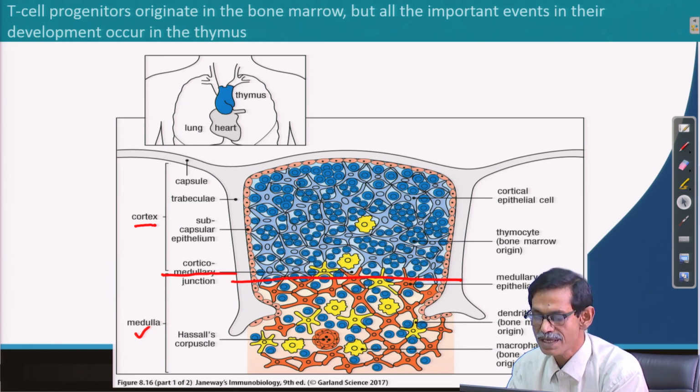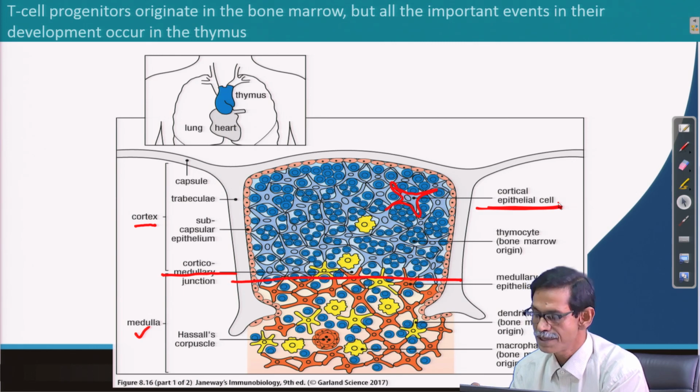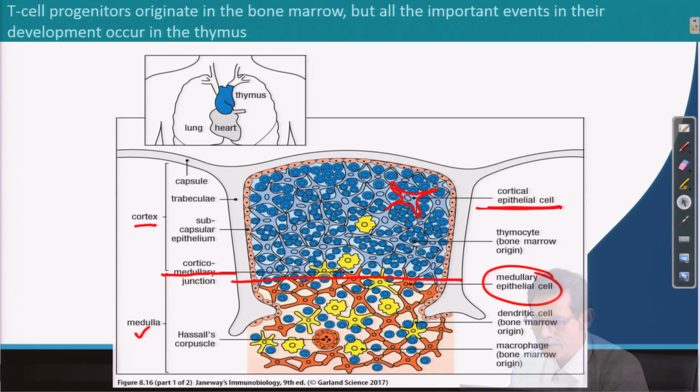Thymocytes are packed, and this cell is the cortical epithelial cell. Epithelial cells are common, because wherever epithelium is there, epithelial cells are there. Here also in the same way we have medullary epithelial cells. In the cortex we call them cortical epithelial cells, in the medulla medullary epithelial cells. Just to understand better, the color code is different. The medullary epithelial cell is more brown. Here very few macrophages are there, the yellow ones, and dendritic cells are also very few or none. So here mostly we have cortical epithelial cells, and blue circles are the immature T cells.